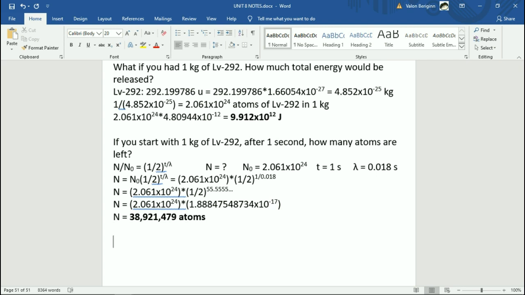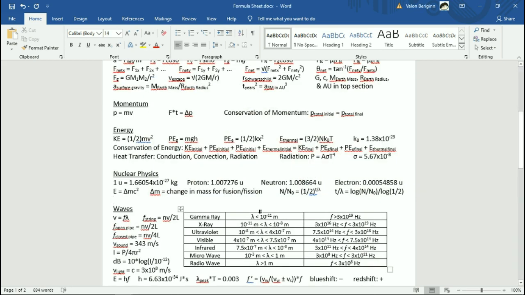Another thing you could do is an opposite question. How much time passes until you only have, let's say, 1,000 atoms left? Let's say that. How much time passes until you only have 1,000 atoms left? So now we're solving for time, so we're going to want to use the other equation. The other equation being this one here.